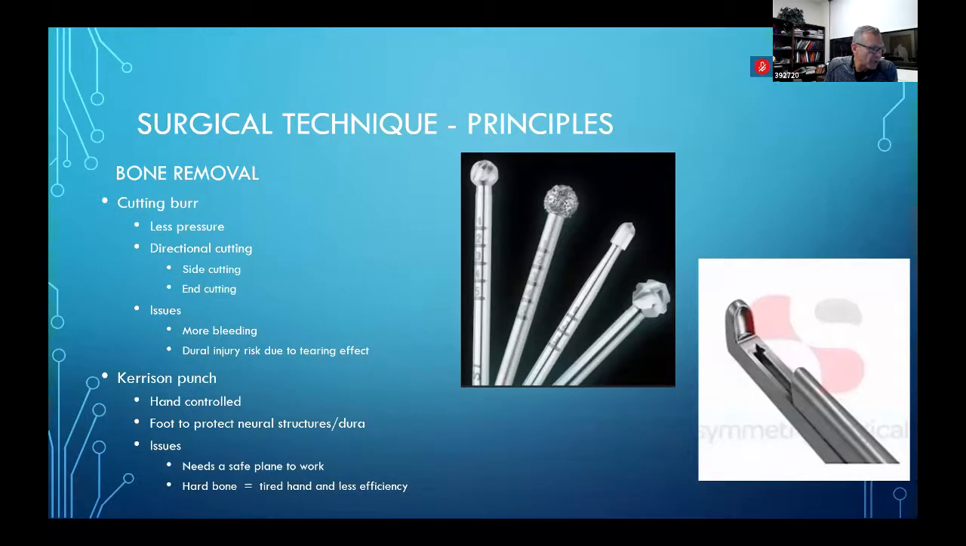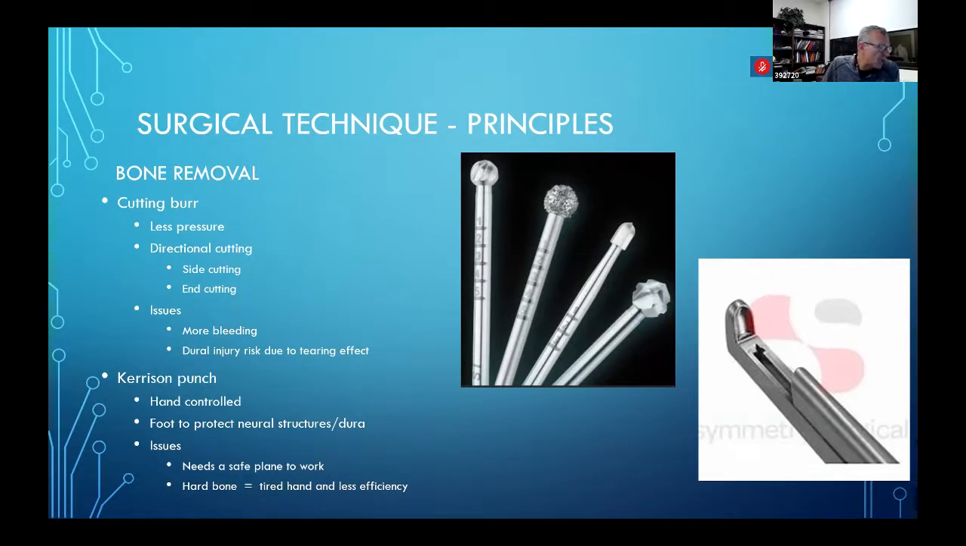So the final tool that I will use, other than just standard curettes, which I don't really remove too much bone with, is a Kerrison punch. That's hand controlled, although they do have pneumatic powered ones. That's something I want to be able to feel and use to control. It has a foot on it to protect the underlying neural structures, and there are issues with that. The principle is you've got to have a safe plane to work. So I always try to create the plane for the foot to fit in, within the epidural space or the space between the bone and the ligament. And we have different sizes of Kerrisons because the spaces are different.